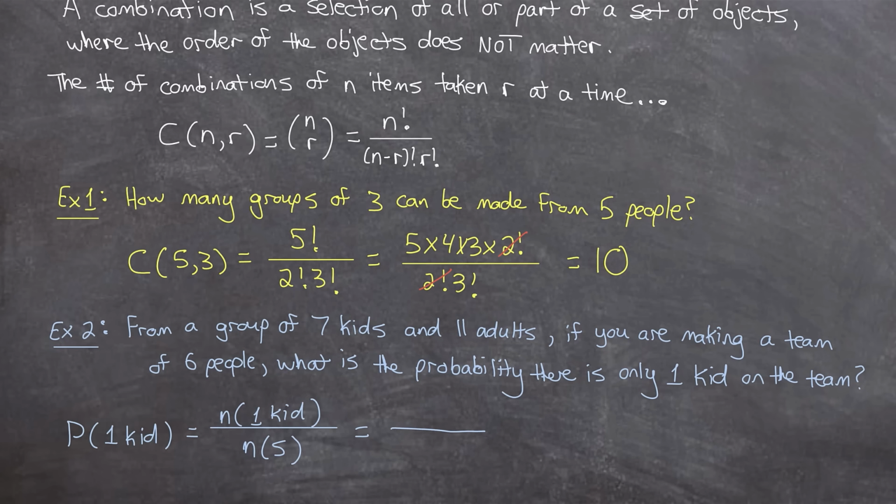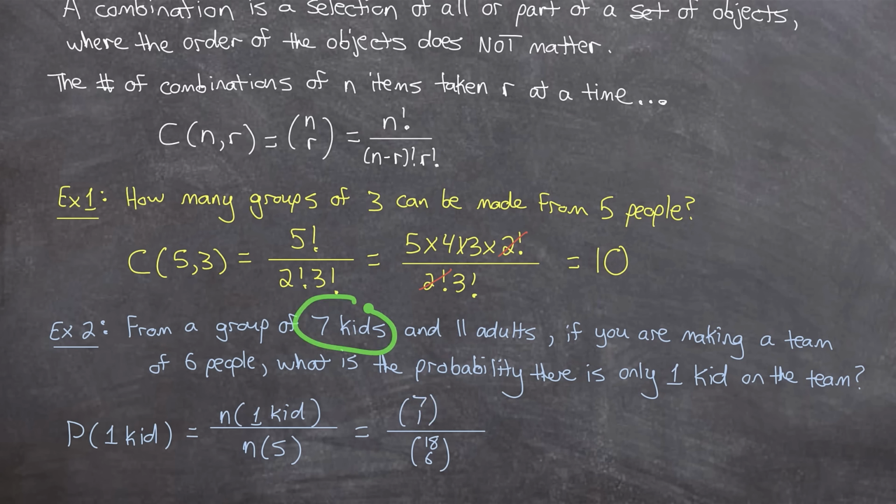Well, the total number of teams possible, there are 18 people to choose from, and I'm making a team of 6 where the order doesn't matter. So I use combinations. I can just do 18 choose 6. And in the numerator, I need to figure out the number of groups that have 1 kid. Well, if I'm making a group of 6 that has 1 kid, that means of the 7 kids, I need to choose only 1 of them. So I can do 7 choose 1.